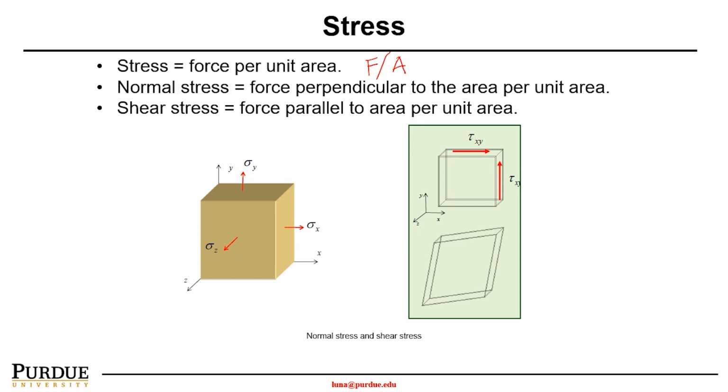Normal stress is the force perpendicular to the area, per unit area, as shown in the schematic on the left. As you can see, the force is applied perpendicular to the faces of these objects in the x, y, and z directions. And if the force is applied parallel to the area, per unit area, as shown on the right, that's what we call shear stress.